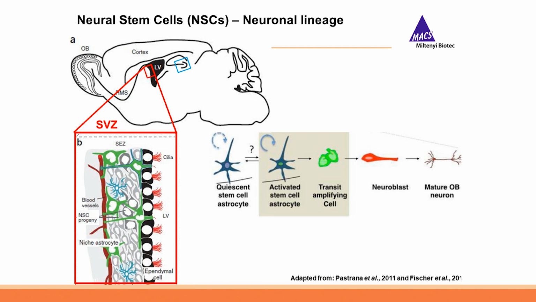Here we see the lineage. The quiescent stem cell astrocytes can turn into activated stem cell astrocytes, which turn then into transit amplifying cells. And those transit amplifying cells turn into neuroblasts, which travel along the rostral migratory stream to the olfactory bulb, where they become mature olfactory bulb neurons.